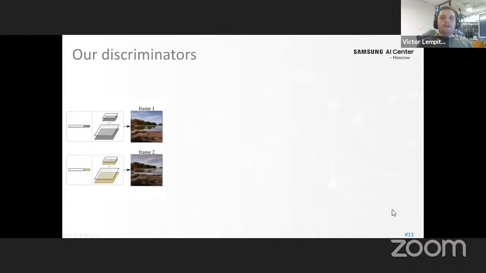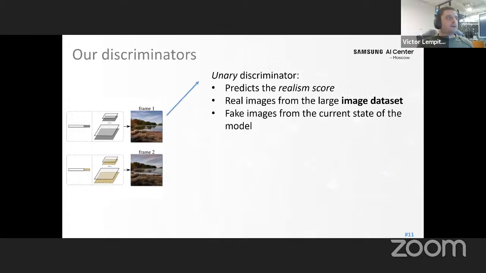So we train our model on a mixed data set of static images and dynamic videos, and we train the model against 2 discriminators. The first one is the same as in the original StyleGAN. Okay, so it predicts the realism score. It has real images from the large image data set, which is diverse, and the fake images come from the current state of the model.